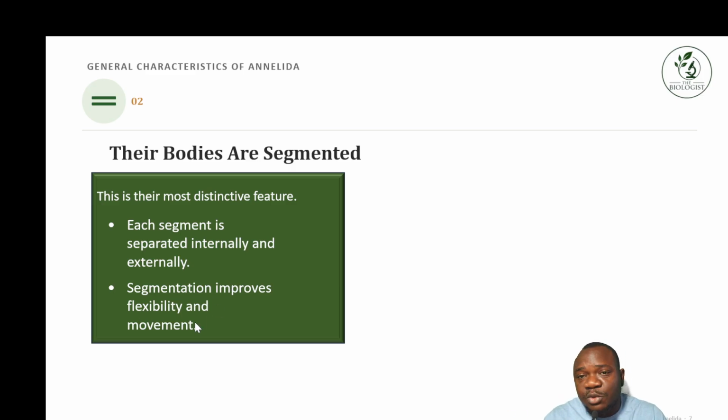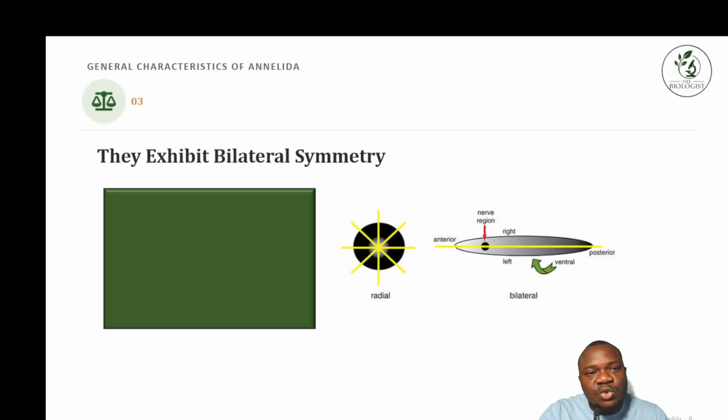So it helps them to be more flexible and to move around. For the next one, they exhibit what we call bilateral symmetry. If you are very familiar with my videos, you know I always make reference to symmetry. All right, and if you look at this picture here, you can see how it looks.